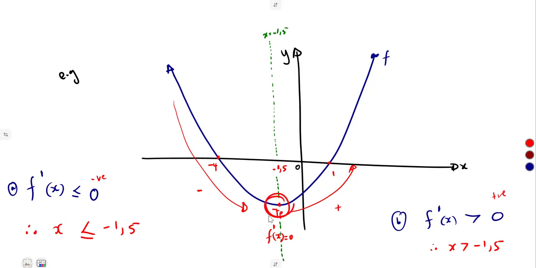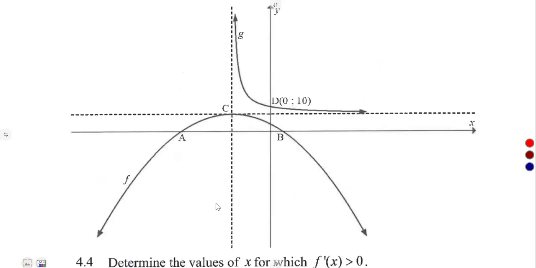You work with the turning point. From the turning point, is it going up or is it going down? Going up, positive, that's an increase. Going down, the first derivative is a negative in that case. All right, so like I said, it's just a matter of working with more questions.